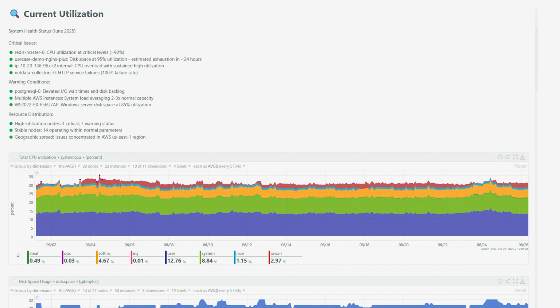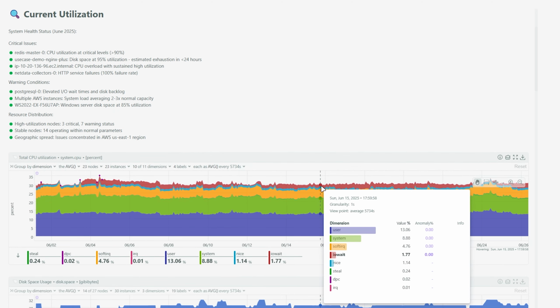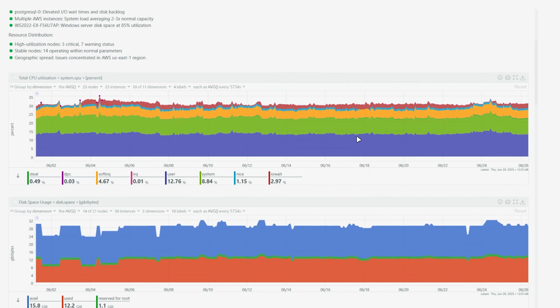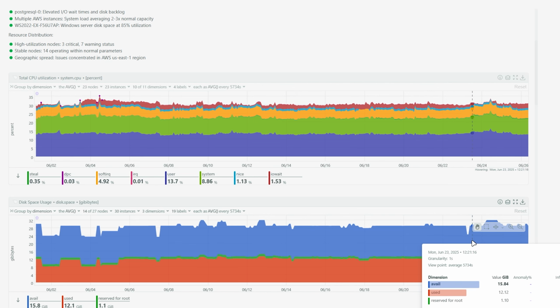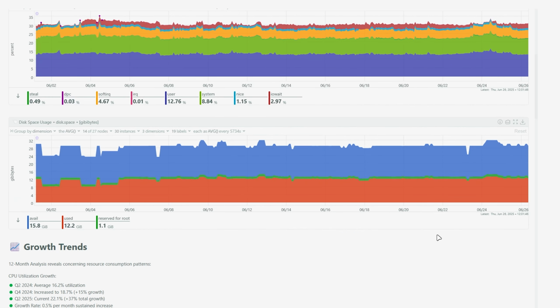On current utilization for June 2025, we can see that it spreads the issues on critical, warning, and then the resource distribution, which indicates that there is high utilization on some nodes, there are some stable nodes, and there's also geographic spread that finds the main issues happening on AWS US East 1 region.